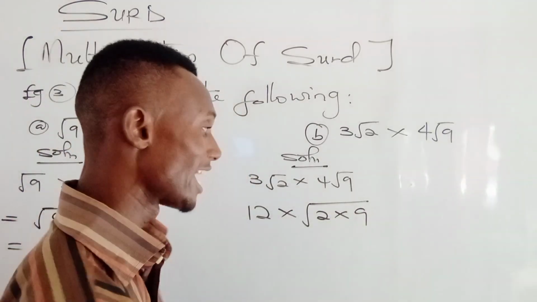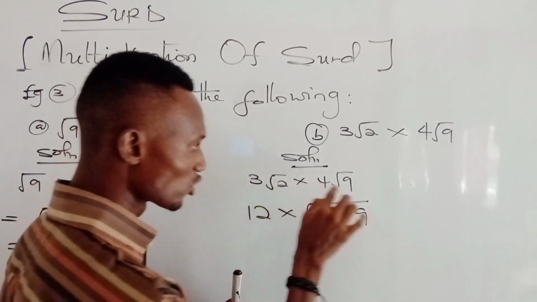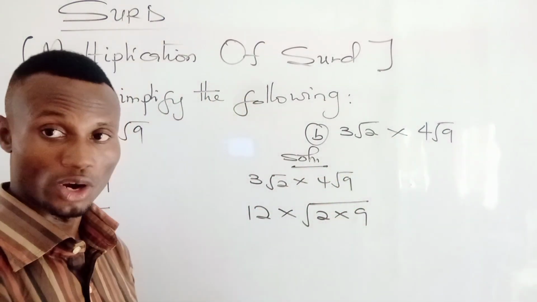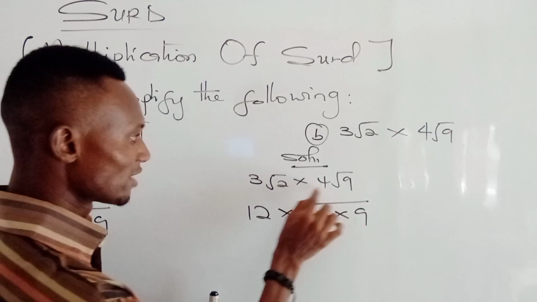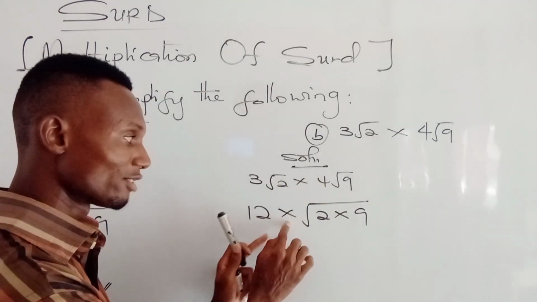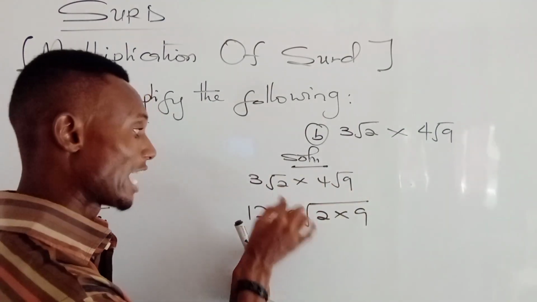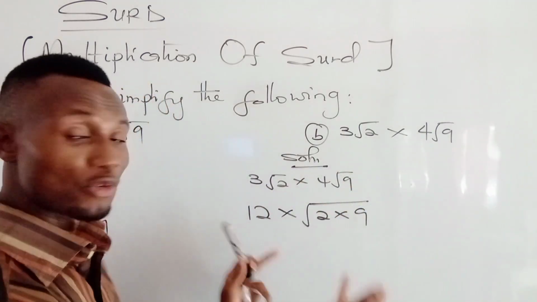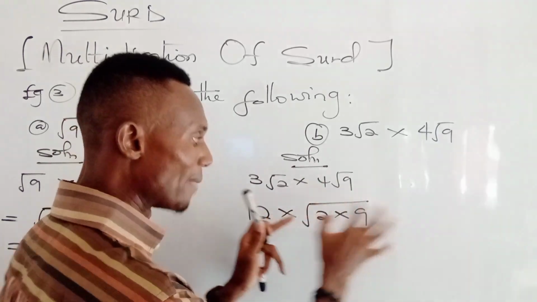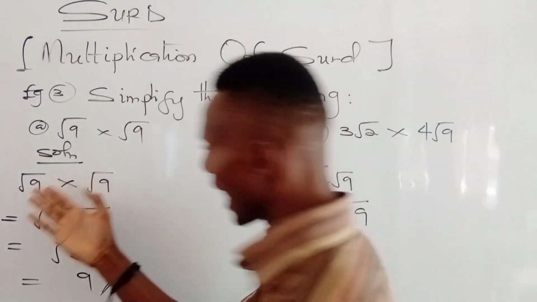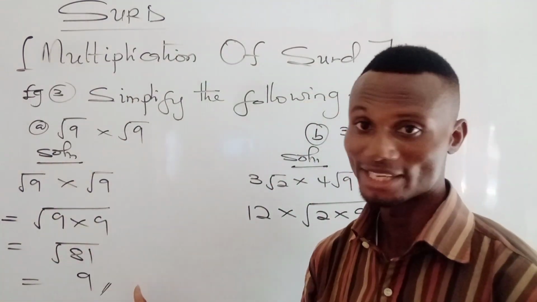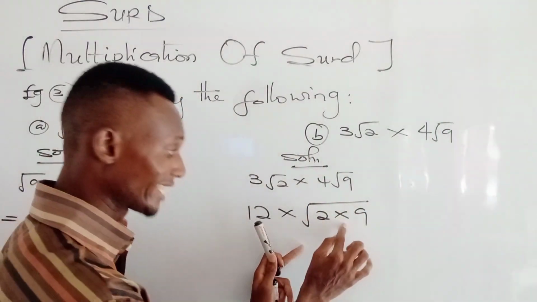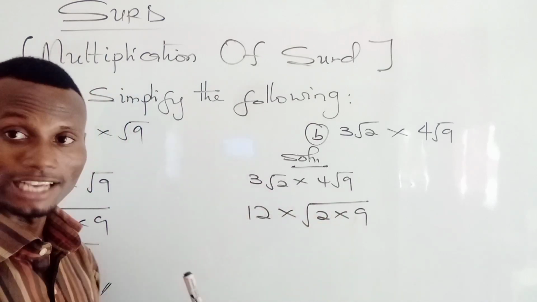As we've learned, because this one has a square root and this also has a square root, for them to multiply, they come under the same square root sign. So the 3 times the 4, we have the 12 here, times, because everything is multiplying, the square root of 2 will multiply the square root of 9. How do they multiply? Their values come under one square root sign, as we applied to this one. The same process: square root of 2 times 9. So that's how you handle it.